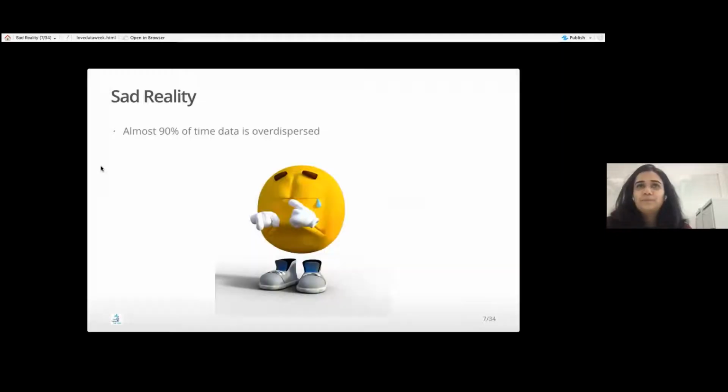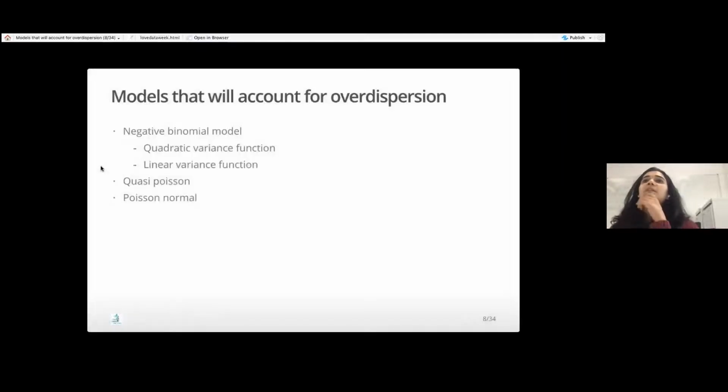So what do we do? The sad reality is that, at least for the Poisson model, almost 90% of the time the data is over-dispersed. So we want to look at models which can account for the over-dispersion. The models considered in this project are the negative binomial model, in two variations, the quadratic variance function and the linear variance function, which we'll see in a minute, and also quasi-Poisson and Poisson normal.